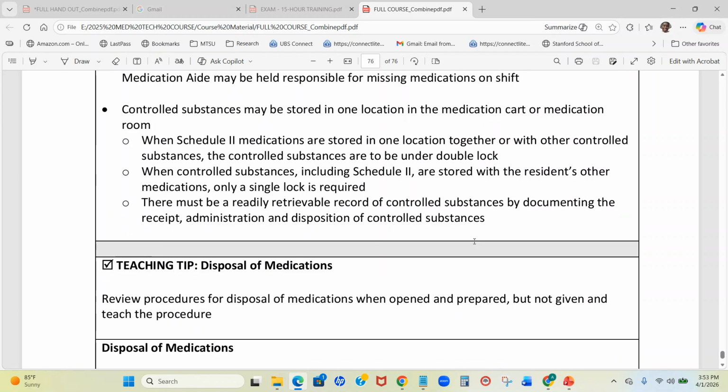Controlled substances may be stored in one location in the medication cart or medication room. When Schedule 2 medications are stored in one location together with other controlled substances, the controlled substances are to be under double lock. Okay? When controlled substances, including Schedule 2, are stored with the resident's other medications, only a single lock is required. There must be a readily retrievable record of controlled substances by documenting the receipt, administration and disposition of controlled substances.